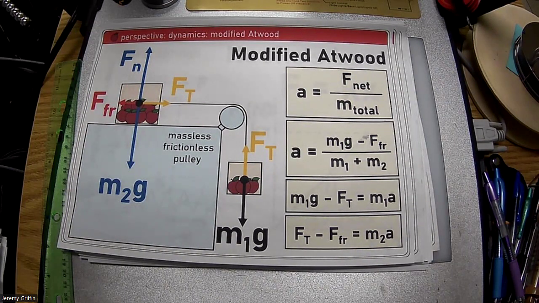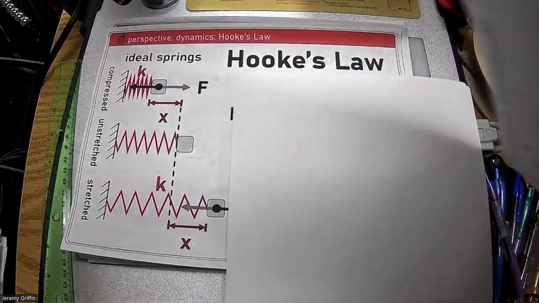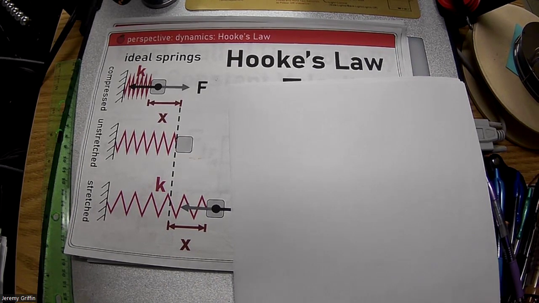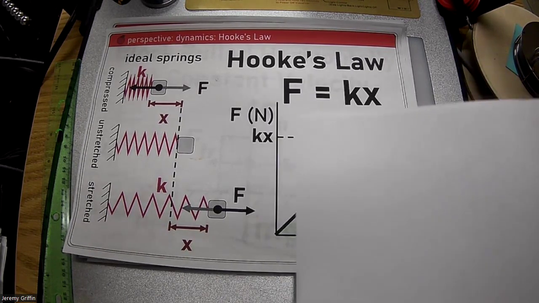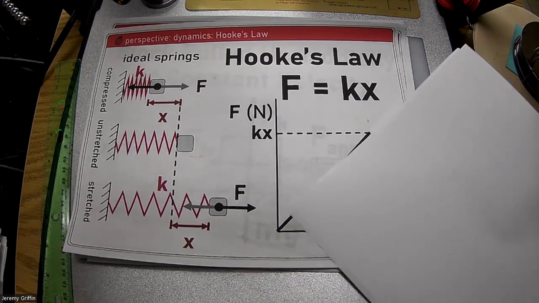All right. What have they got next? Ooh, Hooke's law. Hooke's law. I think you guys are pretty good at this. Have a graph, have an equation. You guys write down some stuff about Hooke's law. What's the graph? What's the equation? Did you guys come up with that right there? F equals kx.